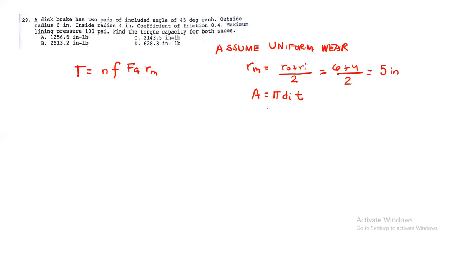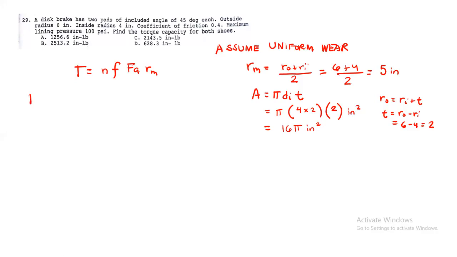Now the area is pi times the inside diameter, 4 times 2, times the thickness. To eliminate the thickness, since RO is equal to RI plus thickness, the thickness is RO minus RI. 6 minus 4 is equal to 2 inches. So the area is 8 times 2, which is 16 pi inches squared. Now we can get the torque.